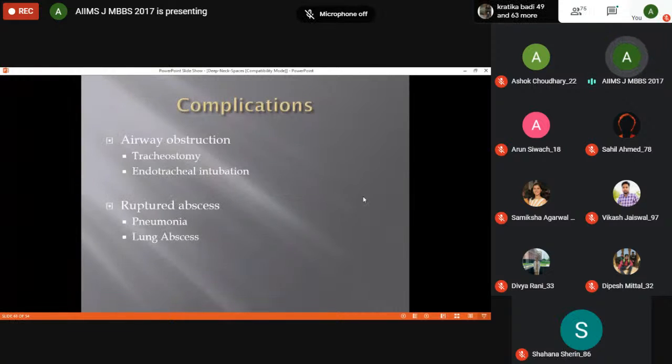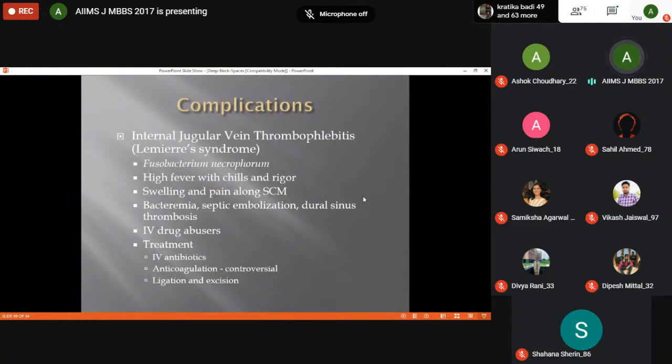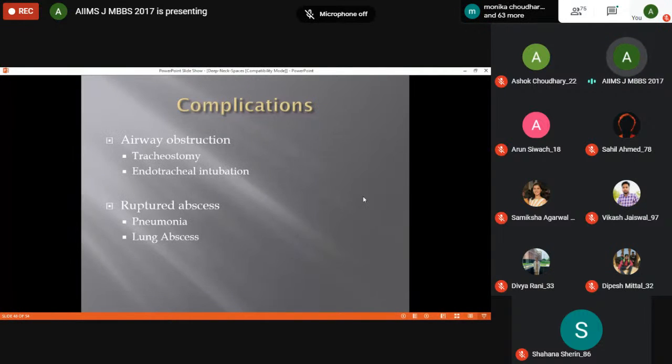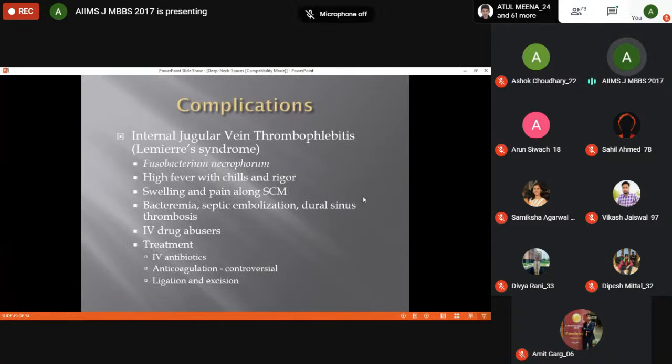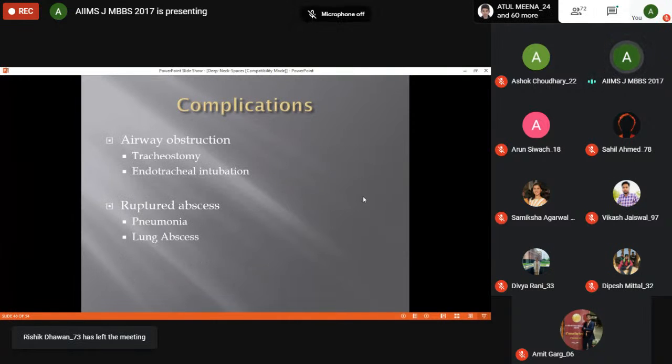So what are the complications? All these spaces can cause airway obstruction. For that, you may require tracheostomy and endotracheal intubation. And this abscess may rupture and form pneumonia, lung abscess, and moreover, they can cause pericarditis and mediastinitis, which is a potentially lethal complication.